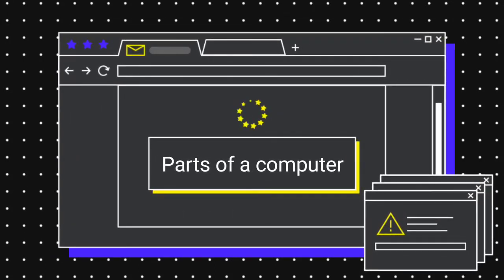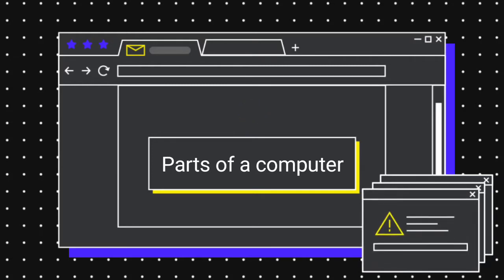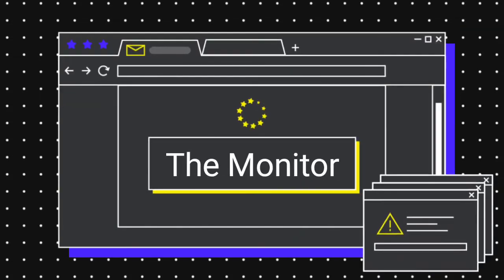Today we are going to continue the second lesson of Introduction to Computers, Standard First, Parts of a Computer. First of all, we will see what is the monitor.